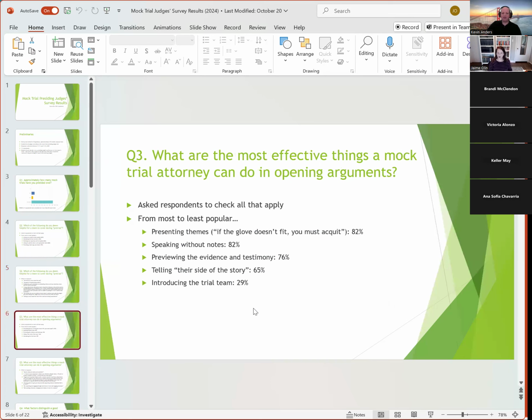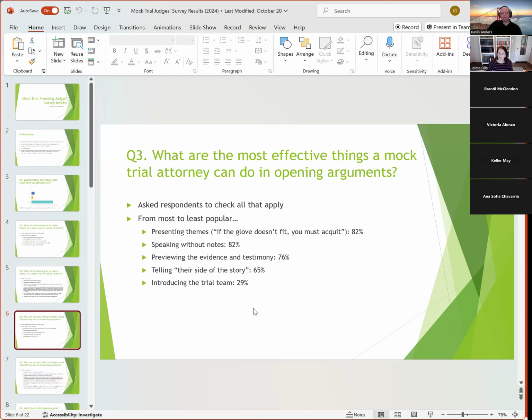Okay, now let's move to opening arguments. So, based on our survey, the two most popular things that the judges said that mock trial attorneys can do during opening are presenting themes and speaking without notes. Presenting themes, we talked about before, it really does help set apart a good team from a great team, showing that you have really good command over the case. You understand it well enough that you can see the whole forest for the trees and see what the theme is.